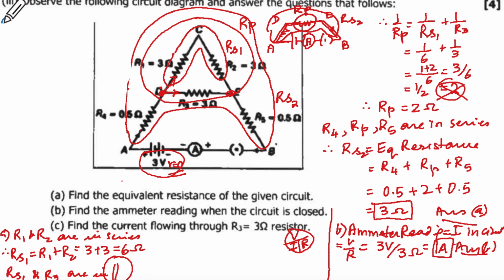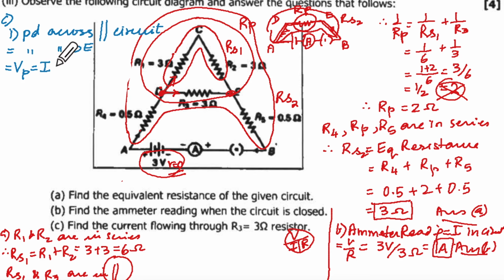Okay. So for our C part, anytime you have a parallel circuit and you have to find the current, your step 1 is going to be to find PD across parallel circuit, which means PD across DE, which is VP. Now V is equal to IR, so it will be I RP. Understood? What is I? 1 ampere. What is RP? 2. So how much VP is? 2 volt.